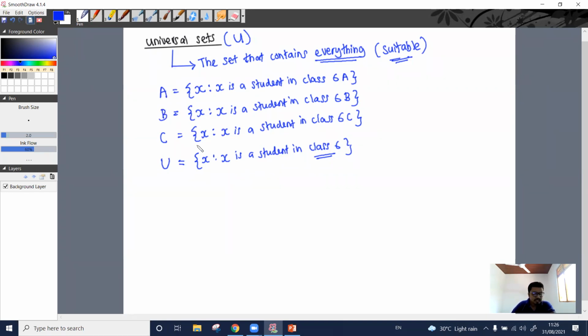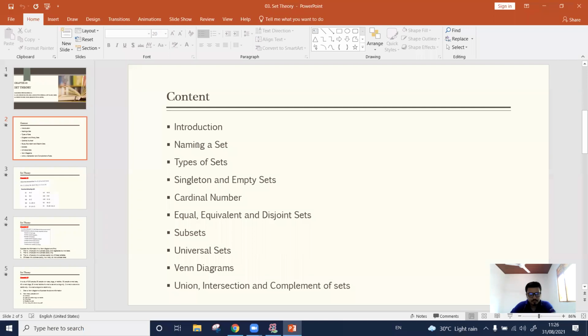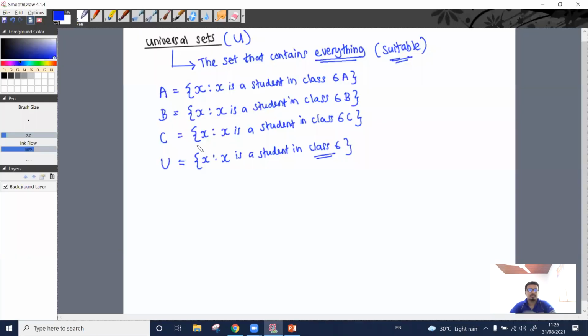Okay, universal sets. The set that contains everything. Okay. Venn diagrams.